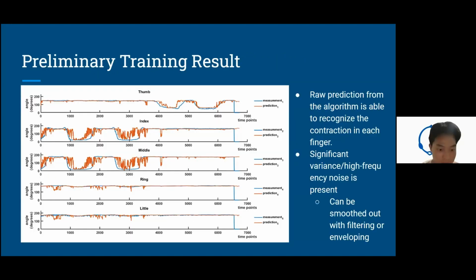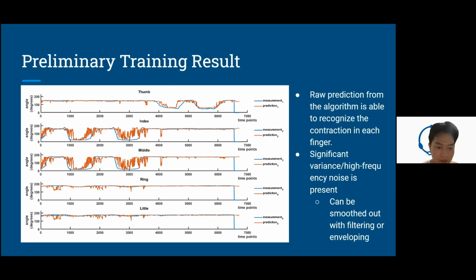Here are our preliminary training results. On the plots, the horizontal axes are the time points, which are roughly 20 milliseconds apart, and the vertical axes are the finger angles in degrees, with 0 degrees being the most contracted and 180 degrees being the most extended. The blue curves are the ground truth measurements, and the orange curves are the raw predictions from the algorithm.